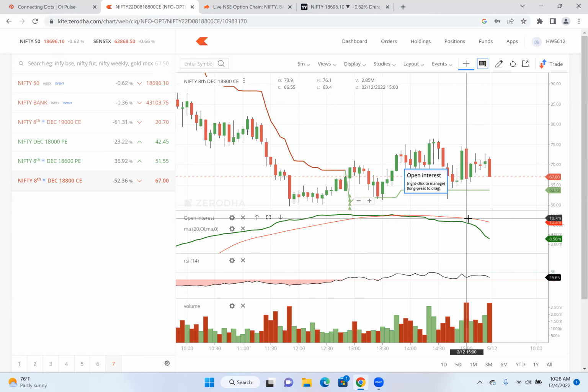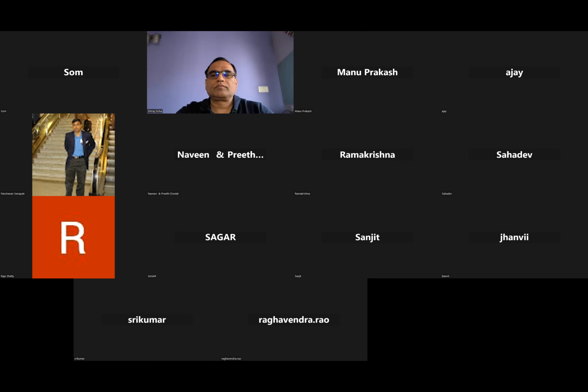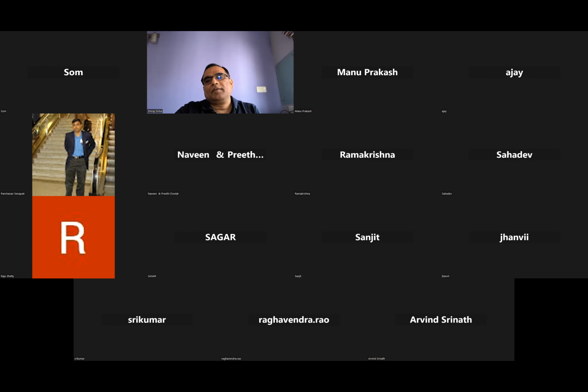Yes, Panchanan, volume should be going up. Don't buy when the volume is low. Nifty volume should be above 500,000 on a 5-minute chart. These keep on changing, but that is the setup, and try some paper trades, see how it works.